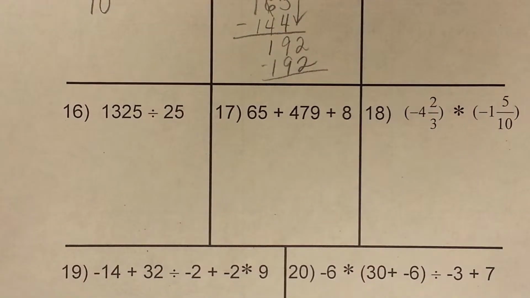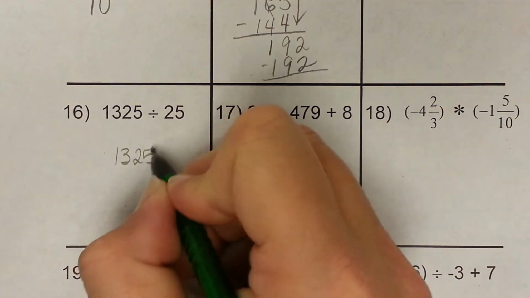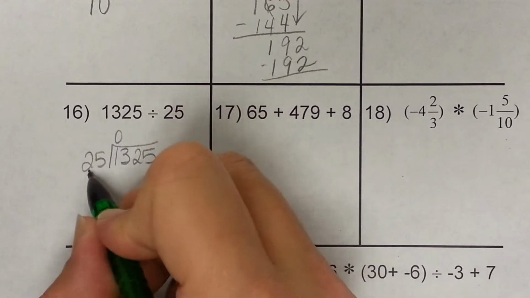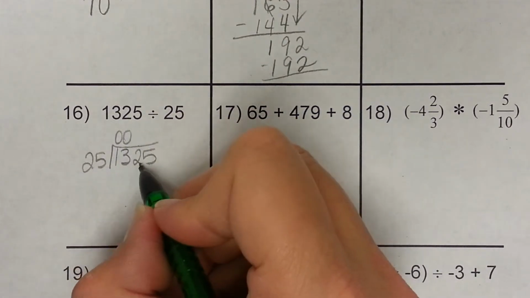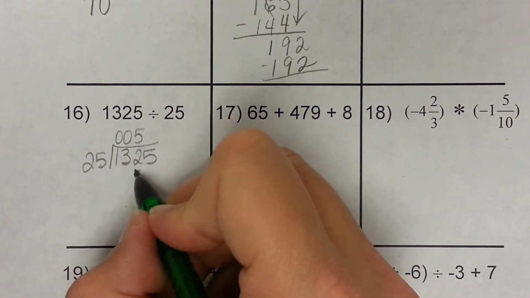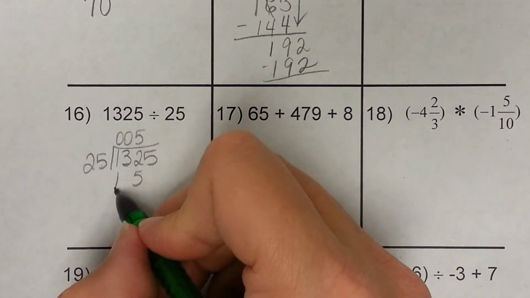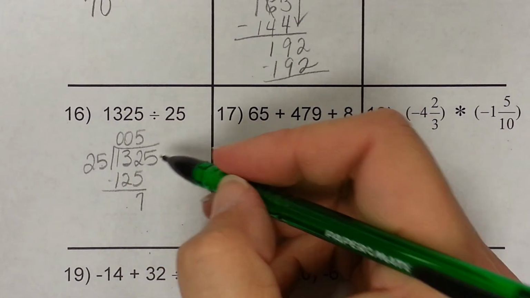Number 16. We have 1325 divided by 25. 25 will not go into 1. 25 will not go into 13. 25 will go into 132 5 times. 5 times 5 is 25. Carry 2. 5 times 2 is 10, plus those 2 is 12. So we're left with 7.